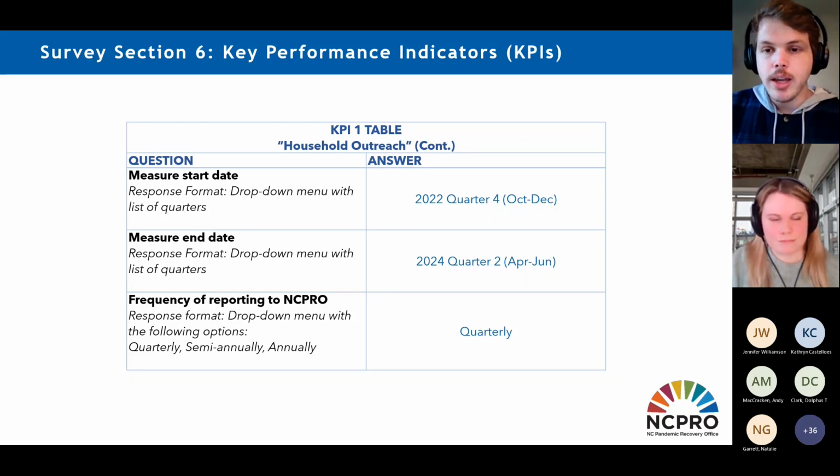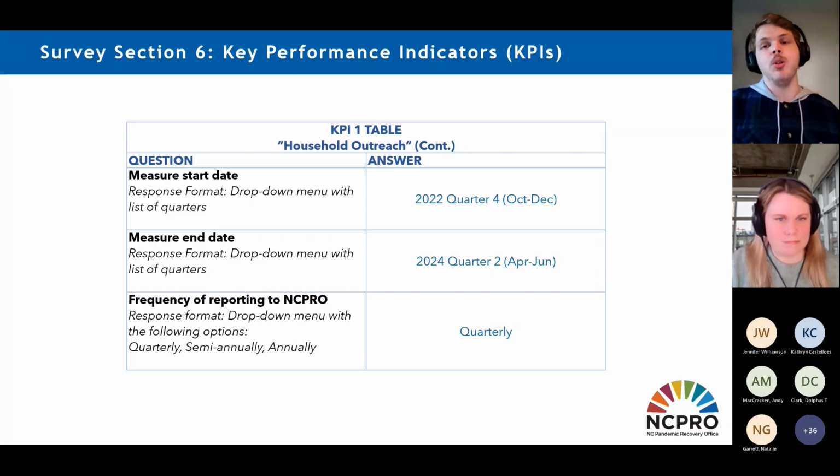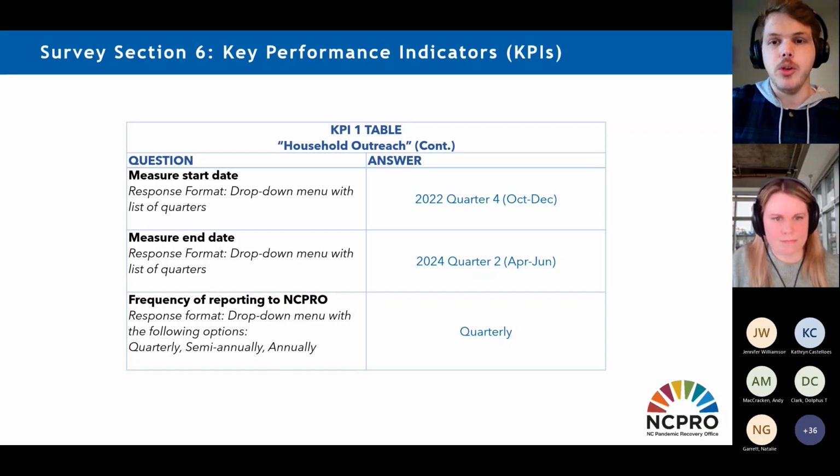We also ask you to let us know how often you intend to report on each KPI. For shorter term project tracking and output measures, we anticipate quarterly reporting, while longer term output or outcome measures may be measured or reported on a semi-annual or annual basis, and those are all part of that drop-down menu. So you can select quarterly, semi-annually, or annually, depending on what's the most appropriate fit for that project.